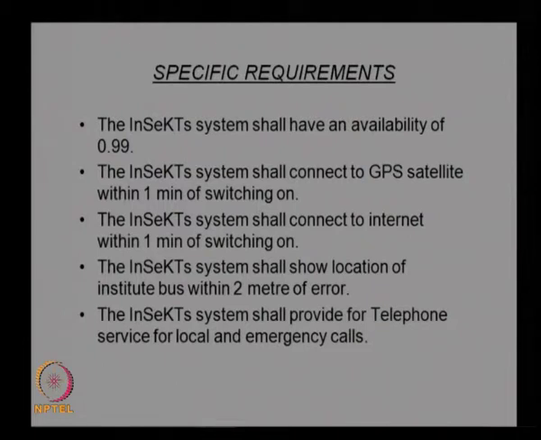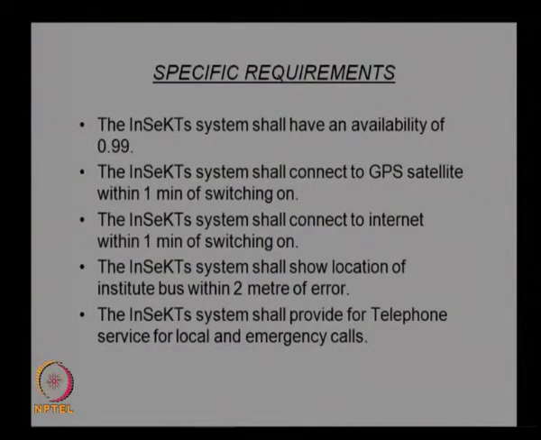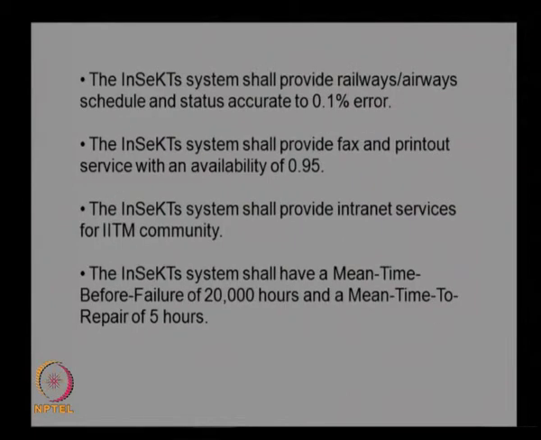Then the INSECT system shall show location of institute bus within 2 meter of error. So, that is the error allowed, within 2 meters it should show the location of the institute bus, real time information should be provided. Then the system shall provide for telephone service for local and emergency calls also. These are some of the specific requirements of the system. Also, the system shall provide railways or airways schedule and status accurate to 0.1% error.